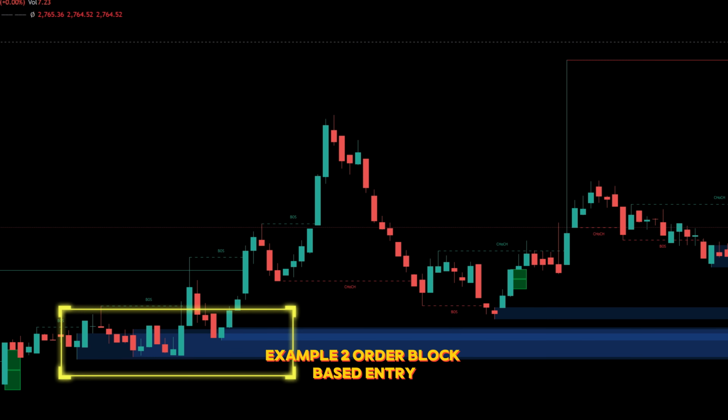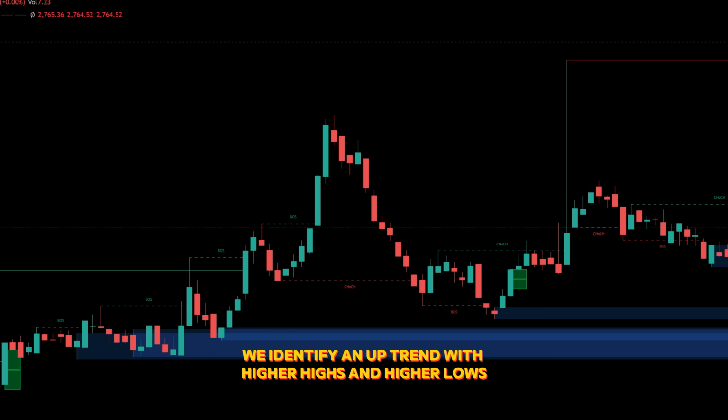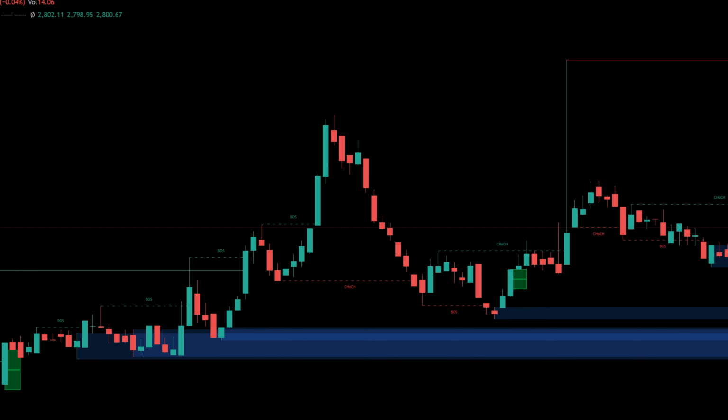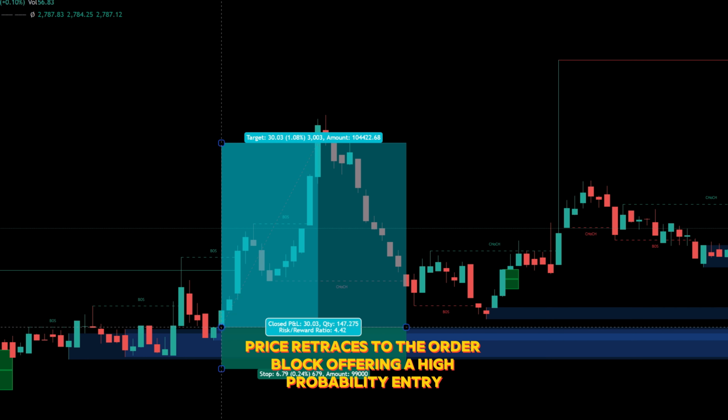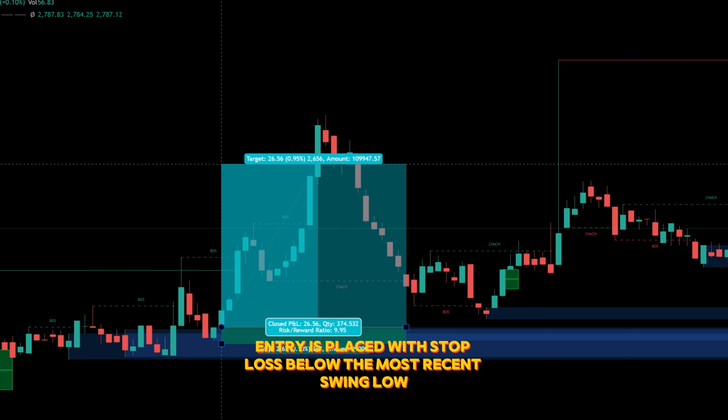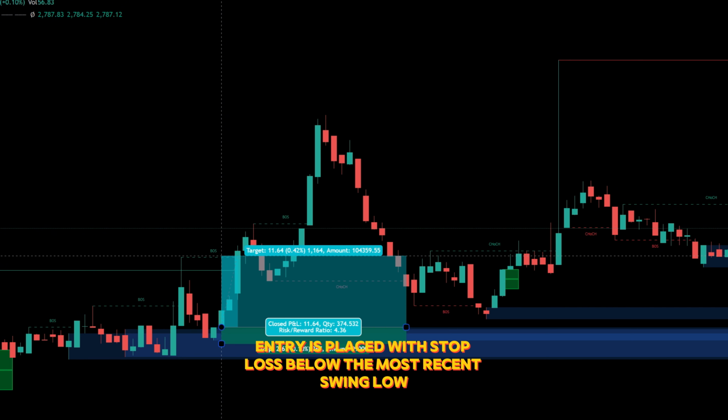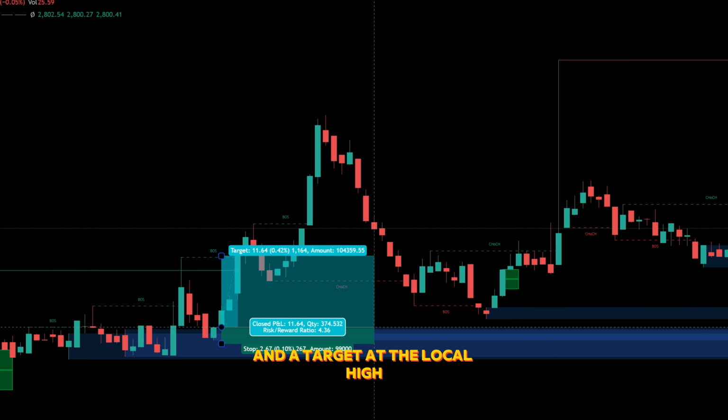Example 2, order block-based entry. We identify an uptrend with higher highs and higher lows. A liquidity grab occurs. Smart money hunting stops. A break of structure appears right above an order block. Price retraces to the order block, offering a high probability entry. Entry is placed with stop loss below the most recent swing low and a target at the local high.